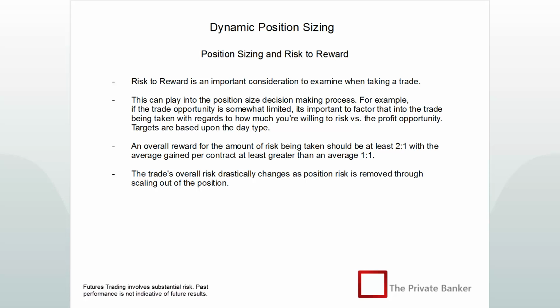So for example, if the trade opportunity is somewhat limited, it's important to factor that into your trade, as far as how you're willing to risk a big amount of money on a very small opportunity. It just doesn't make sense. An overall reward for the amount of risk being taken should be at least 2 to 1. And what I mean by overall is your total gain on the trade versus what was being risked. And then with your average gain per contract being at least 1 to 1, if not better.